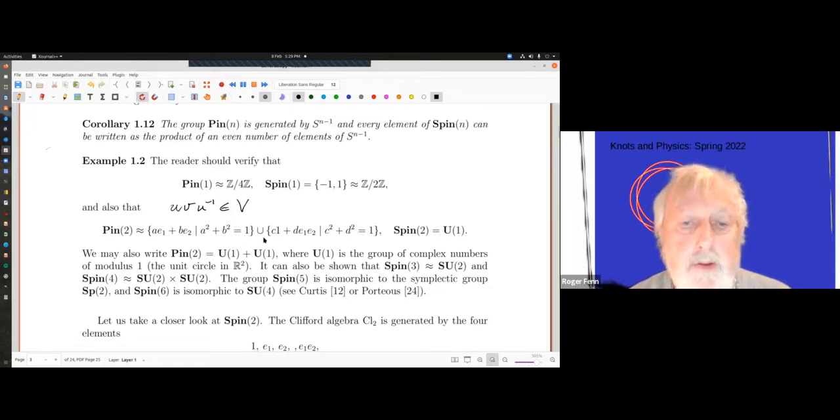I think yes, it would, wouldn't it? That would be correct. You see, these are the ones where we've got vectors in V. This one here is not, because this is an E1 times E2, but they also satisfy C squared plus D squared equals 1.